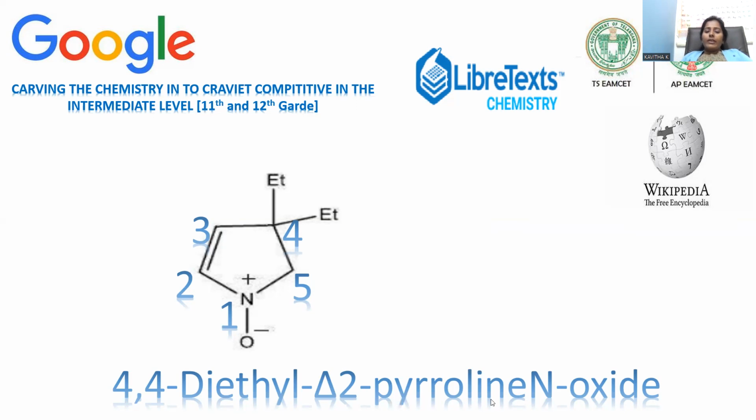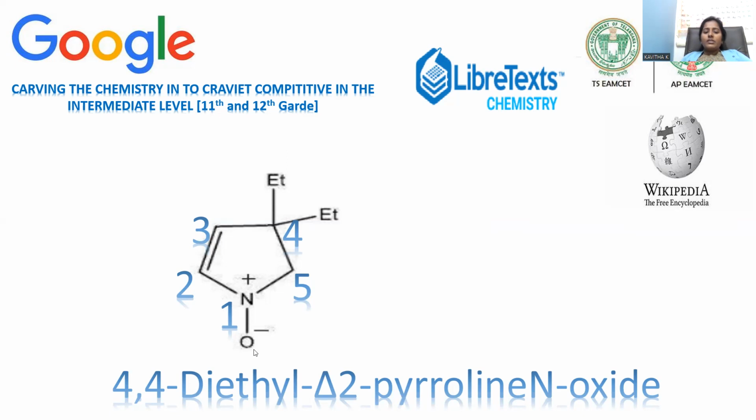Okay, so why are we saying pyrrolene? Because one of the double bonds still exists. So let me say pyrrolene. If another double bond is also there, that is called pyrrole. If this double bond is also removed, that is called pyrrolidine. But it is pyrrolene because one double bond is there.